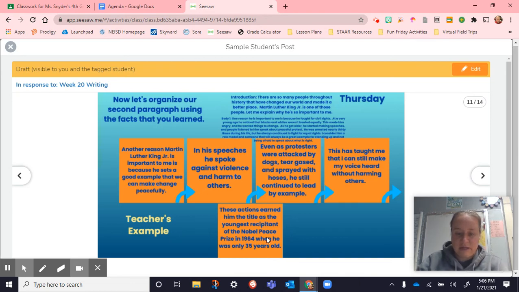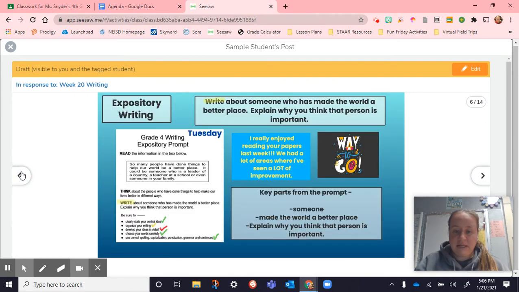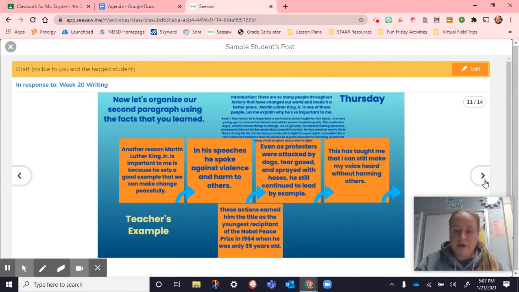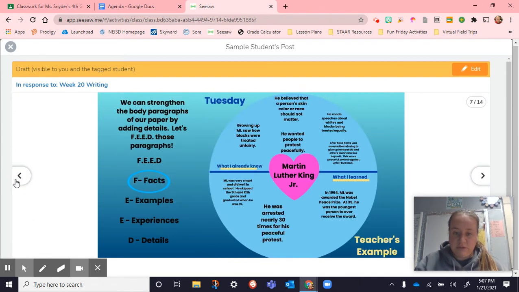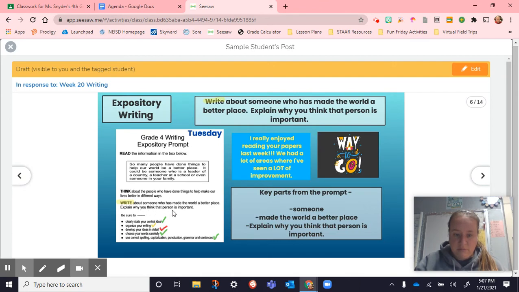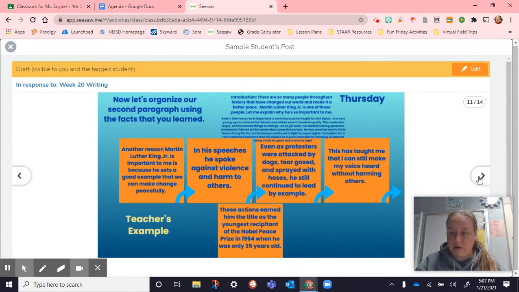I didn't know that he was the youngest at that time to ever receive one. So that was me adding that in there just to make my paragraph a little bit stronger, a lot stronger actually. And so again, you want to give your reason. If you go back to the very beginning here, you're explaining why you think that person is important. And the key part is you are explaining why they're important. Let me go back one more time. You're writing about why you think that person is important. I think I said it wrong.